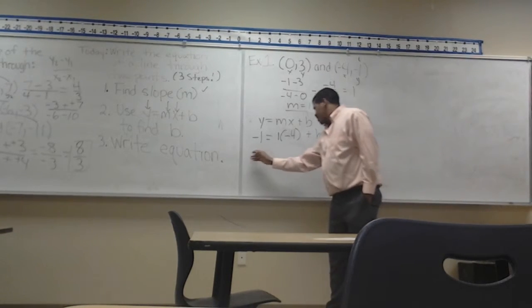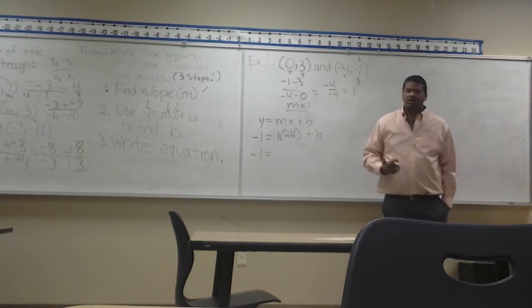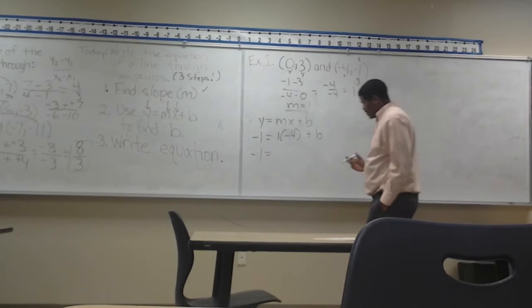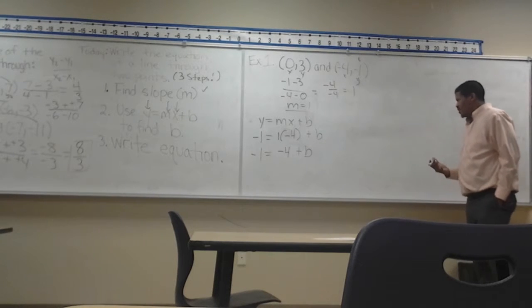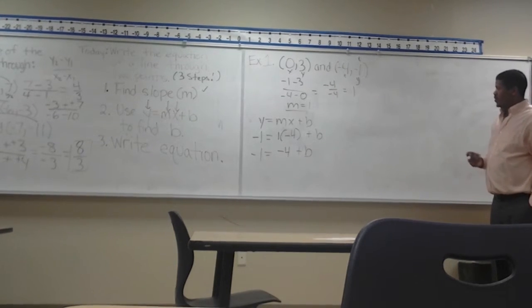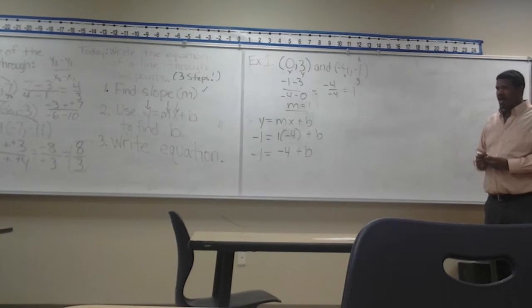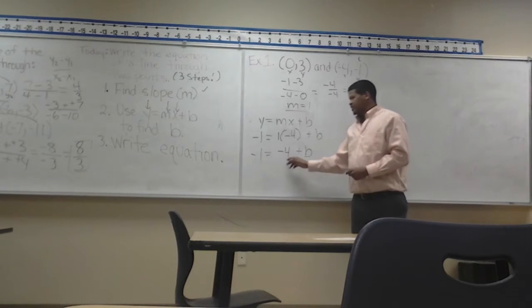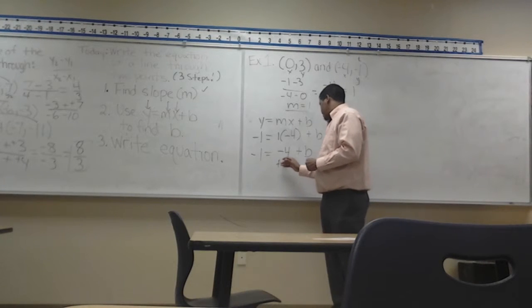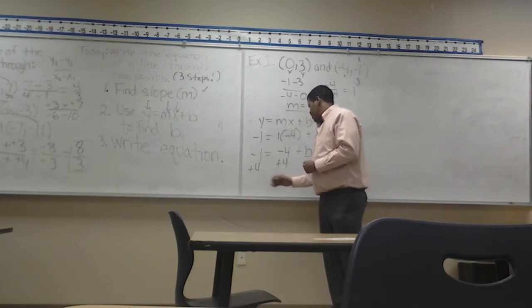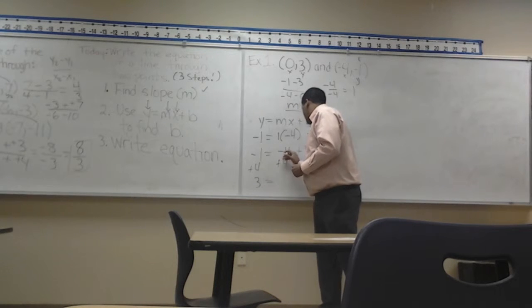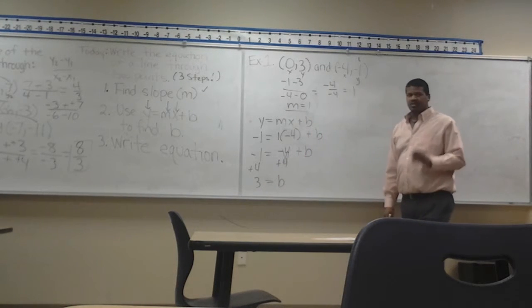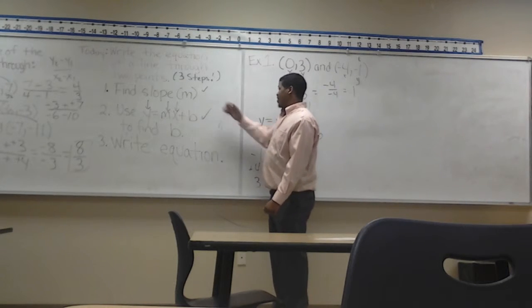Let's go ahead and simplify. What is 1 times negative 4? It's negative 4, plus b. This is where a lot of folks get stuck. They forgot how to solve an equation. How do I solve that equation for b? What should I do? Add 4. Yes. The opposite of a negative 4 is a positive 4 on both sides. That is how you get that done pretty quickly. What's negative 1 plus 4? 3. 3 equals b. Step 2 is complete. The hard part is done, if you ask me.